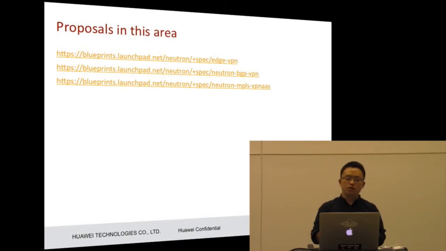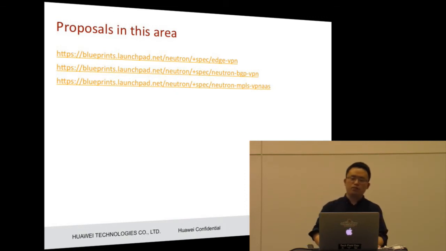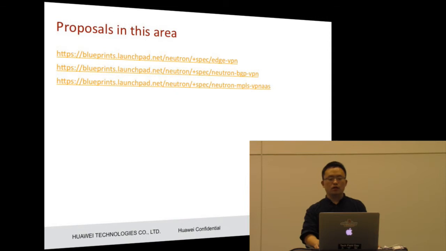inside each hypervisor, or inside each compute node. The BGP speaker would advertise the network, which would be the 32 bit prefix, the IPs of VMs on the compute node. And another blueprint talks about MPLS VPN as a service, which is more complex.